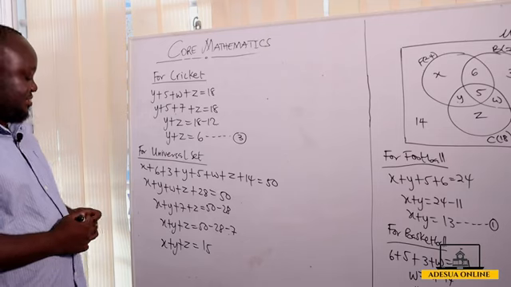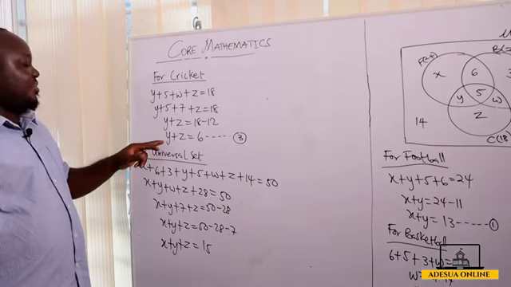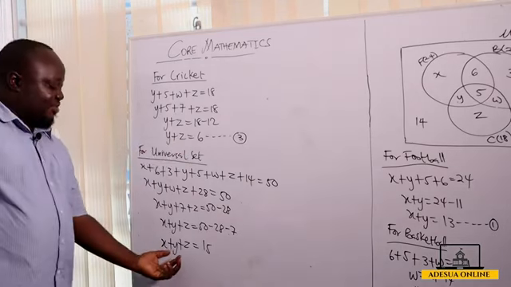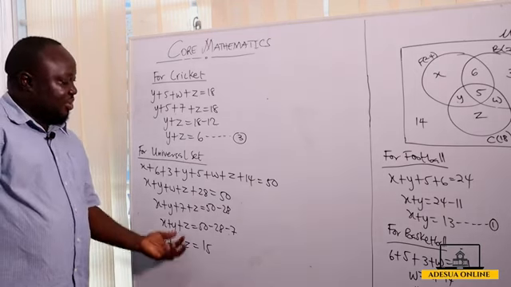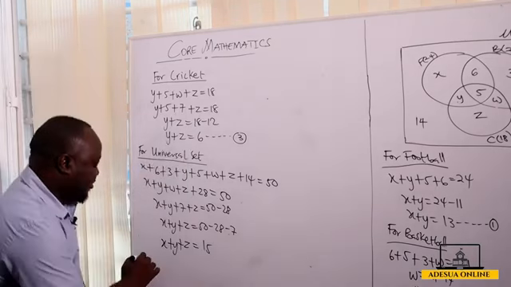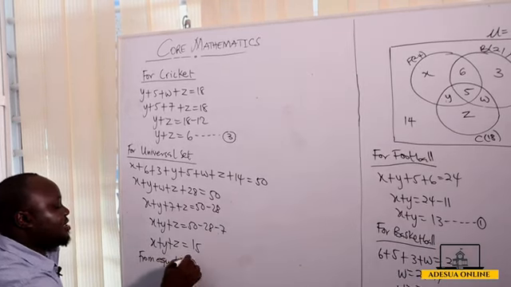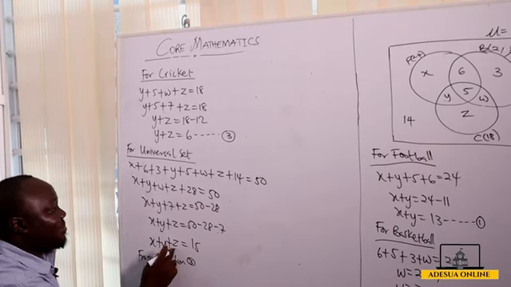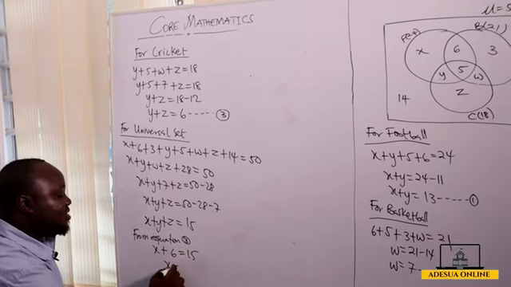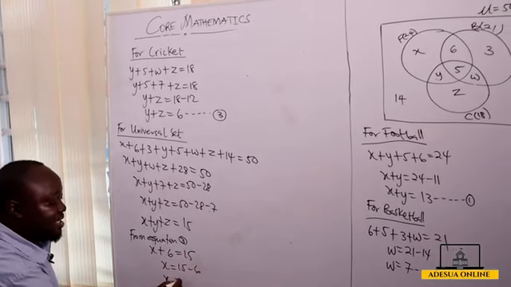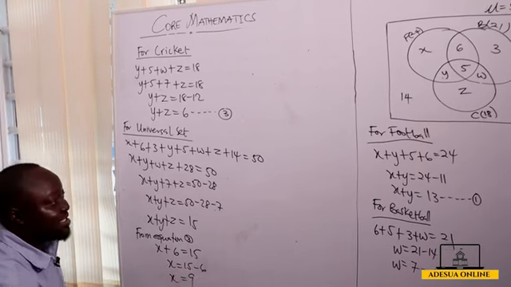Now, in this equation, we do realize that from equation 3, we have y plus z to be equal to 6. And we have y plus z here. So from equation 3, x plus 6 is equal to 15. x is equal to 15 minus 6. Our x is equal to 15 minus 6, which is 9. So x is equal to 9.